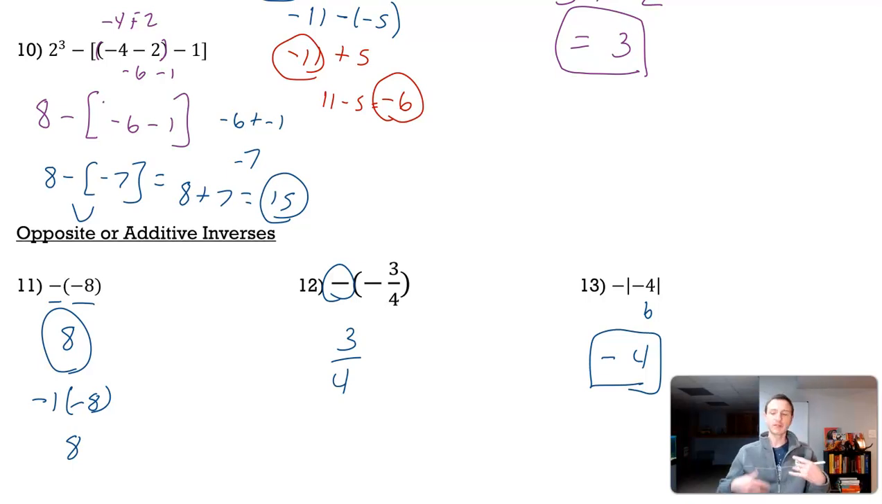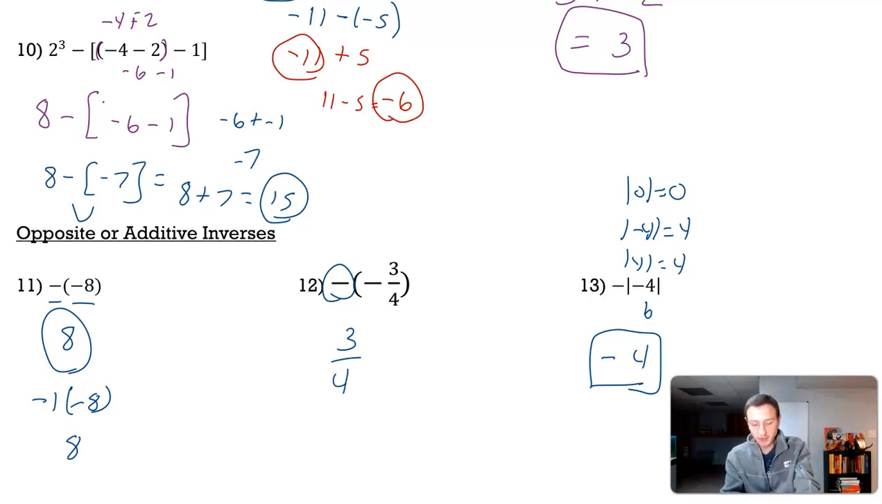And I know you might be thinking, I thought the absolute value is always positive. The absolute value of 0 is 0, the absolute value of negative 4 is positive 4, and the absolute value of positive 4 is 4. So the absolute value is not going to be negative, but the answer could be negative because we want the opposite of that. The absolute value of negative 4 is positive, so it's going to become negative.